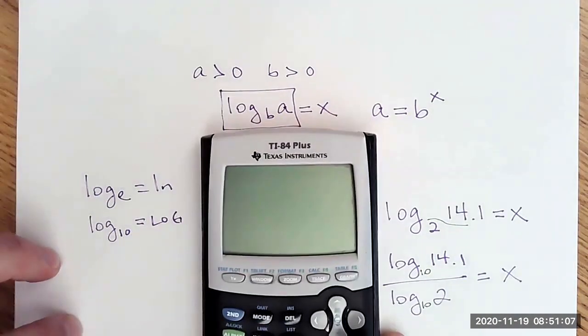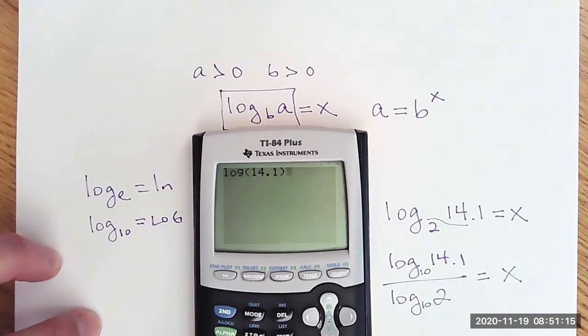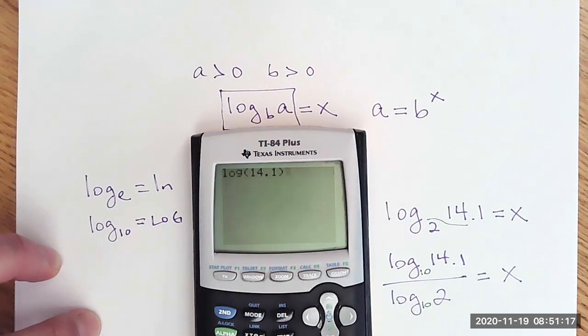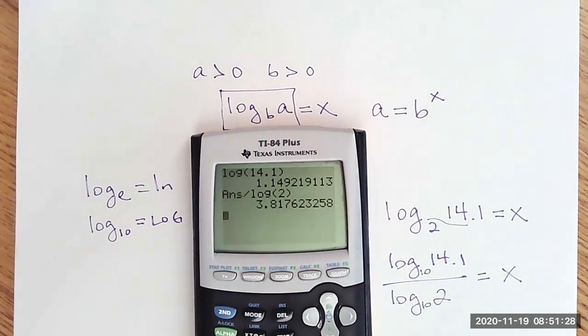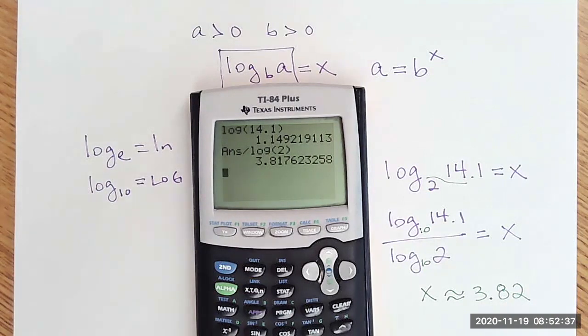So in my calculator, I'm going to enter log of 14 and a tenth divided by log of 2, and I get 3.817 approximately. Let's call it approximately 3 and 82 hundredths. So we would write that as x is approximately 3 and 82 hundredths.